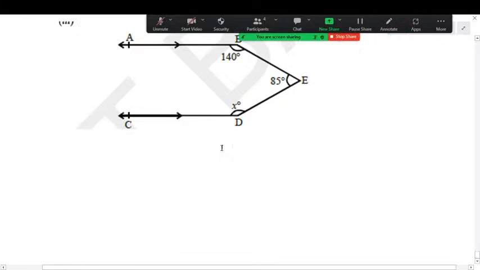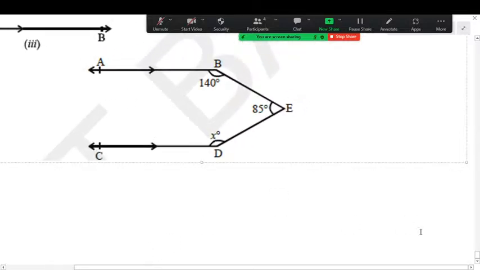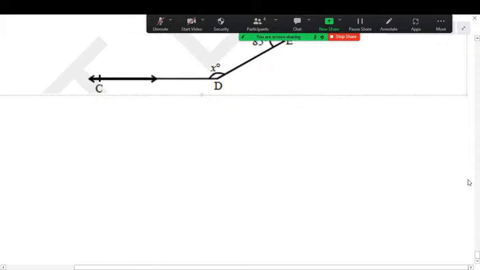Last question that I want you to solve is here in front of you. First, we'll look at AB and CD. They are both parallel. So we'll have to find out X. X is the exact same as B, so it's 140.